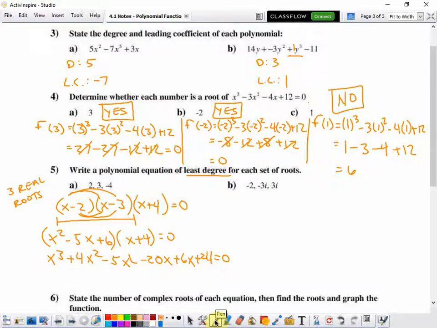Now I can just take this equation and combine all the like terms. So I've got 1x cubed. 4x squared minus 5x squared is negative 1x squared. Negative 20x plus 6x is negative 14x. And then I've got plus 24 equals 0. So for this equation right here, the three real roots, the three places where it will cross the x-axis are at x equals 2, x equals 3, and x equals negative 4.